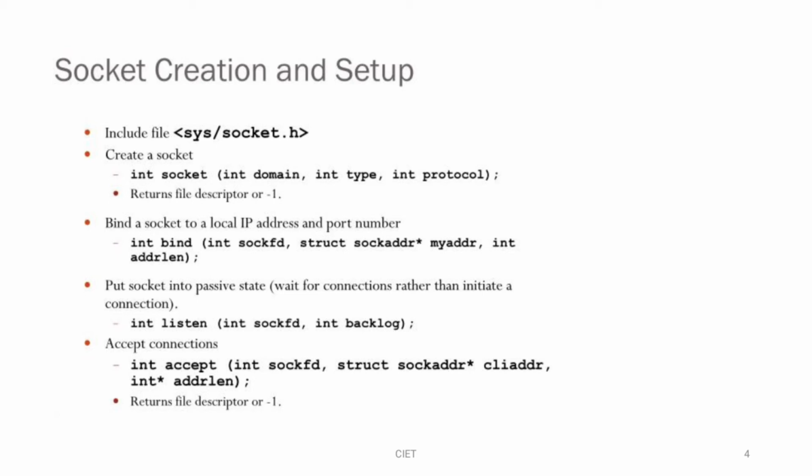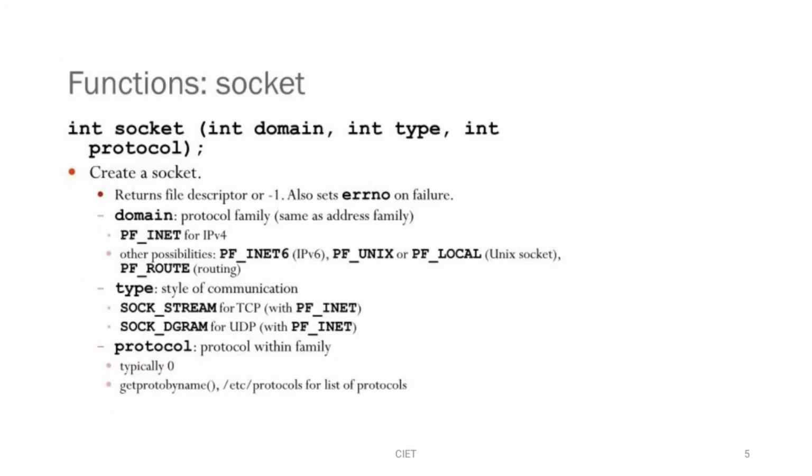For the acceptance of the connection at the server side, we have to specify the client address and the client port number, and generally the address length, how much data it wants to transmit. Before that, it has to mention the address length also. Then only the acceptance will be done. If it is successful, it returns the file descriptor. If -1, a failure has occurred. This is the socket creation and setup, and one by one we will see in detail.